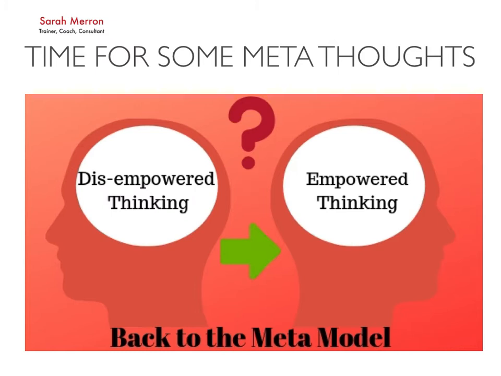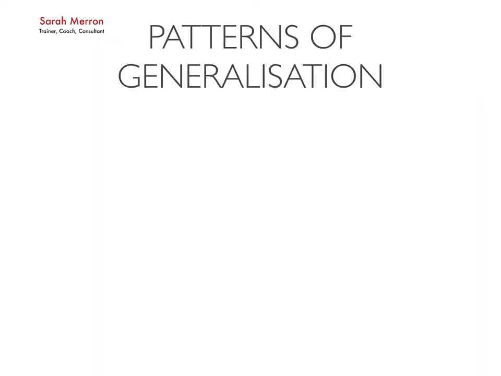Okay, so let's go back to the meta model. If you remember, the meta model is DDG, deletions, distortions, and generalizations. And today, what I want to look at is generalizations and distortions. So this is quite an interesting way to break it down. You may want to take some notes. I found these ideas really, really useful for me.